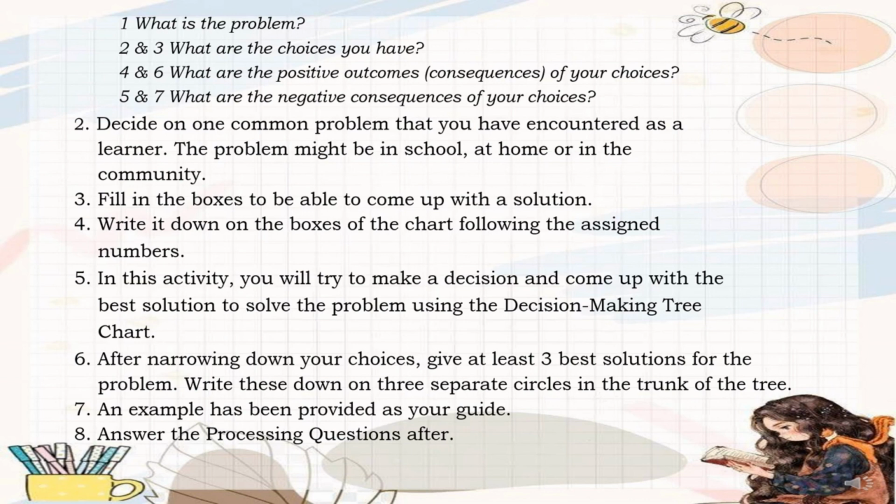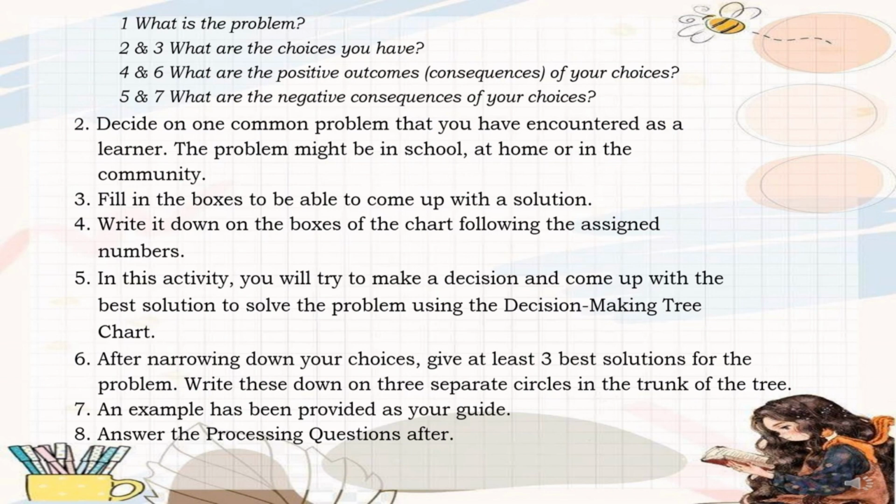2. Decide on one common problem that you have encountered as a learner. The problem might be in school, at home, or in the community. 3. Fill in the boxes to be able to come up with a solution. 4. Write it down on the boxes of the chart following the assigned numbers.